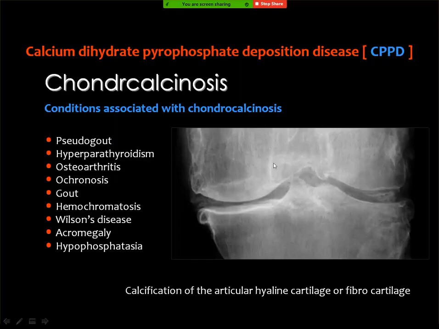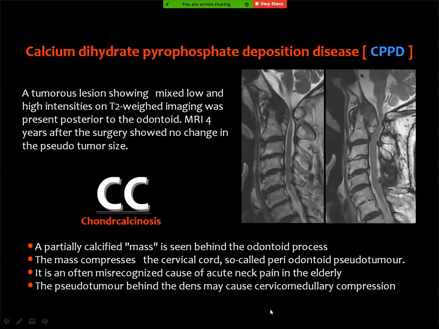Then what is chondrocalcinosis? It's also known as calcium pyrophosphate dihydrate deposition disease. This disease can be associated with many pathologies like pseudogout, hyperparathyroidism, osteoarthritis, ochronosis, gout, hemochromatosis, Wilson disease, acromegaly, and hypophosphatasia. The main finding of this disease is calcification of the cartilage, whether the articular cartilage or the cartilage of the meniscus, or the triangular fibrocartilage, for example.